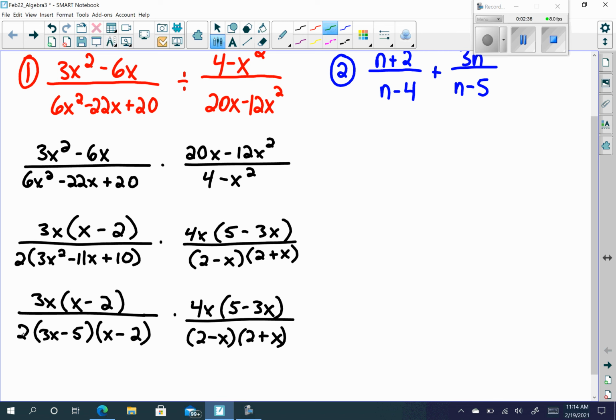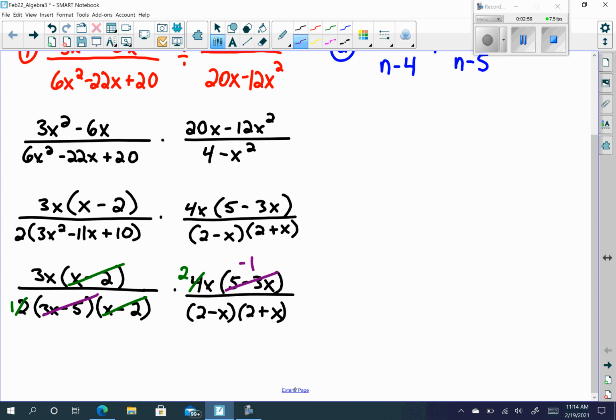All right, so looking at this, 2 can divide out with this 4, so this will become a 1, this will become a 2. I cannot cross the x's out because they're both in the numerator. So if you notice here, I have the x minus 2, x minus 2. Here I have a 3x minus 5 and a 5 minus 3x. So these are opposites. So I'm going to put a negative 1 up here. And that's about everything that can cancel out.